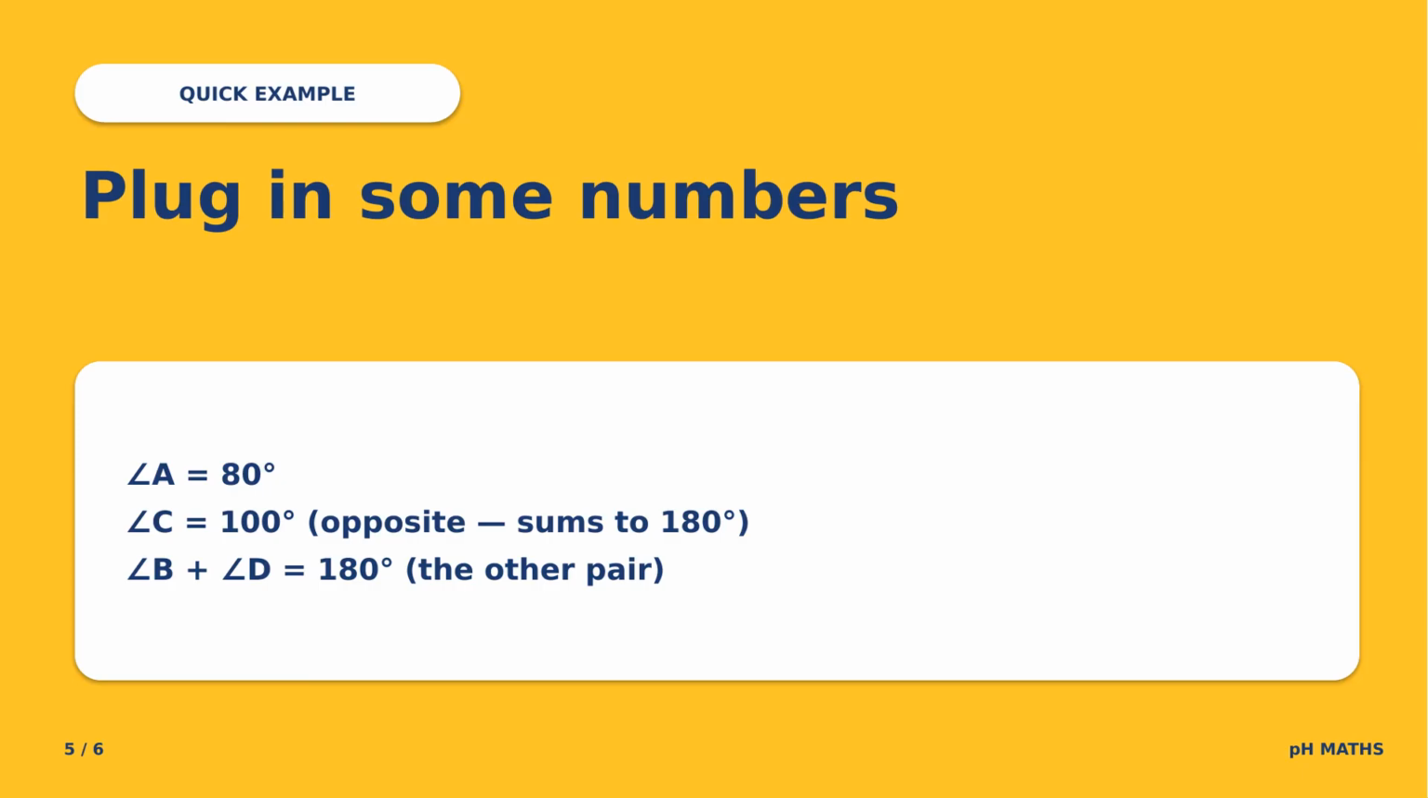Quick example: a cyclic quadrilateral ABCD, angle A equals 80 degrees. Angle C, which is opposite A, equals 100, because 80 plus 100 is 180. And the other pair, angle B plus angle D, equals 180. So if angle B equals 70, angle D equals 110.